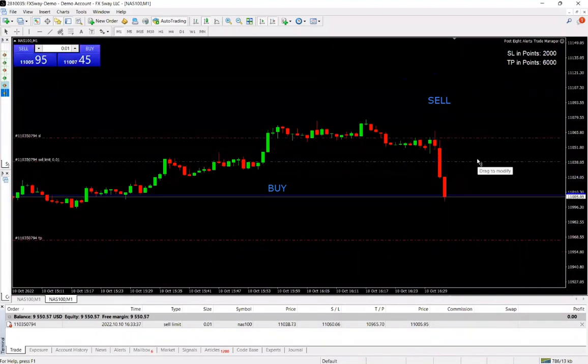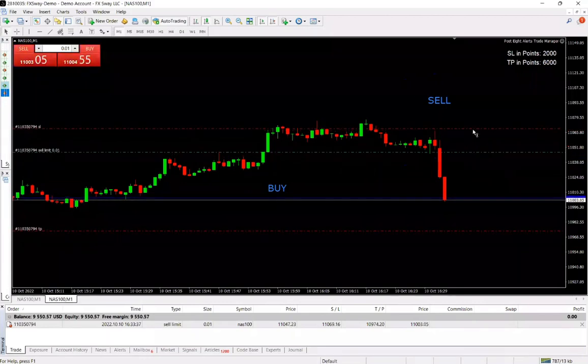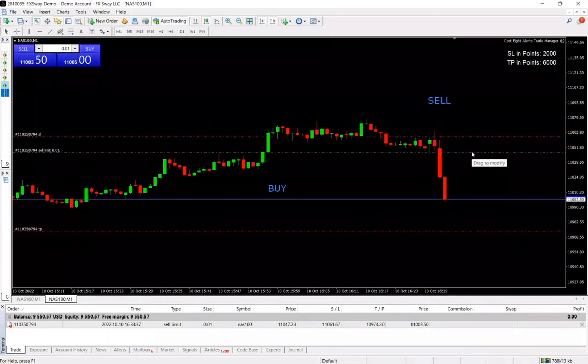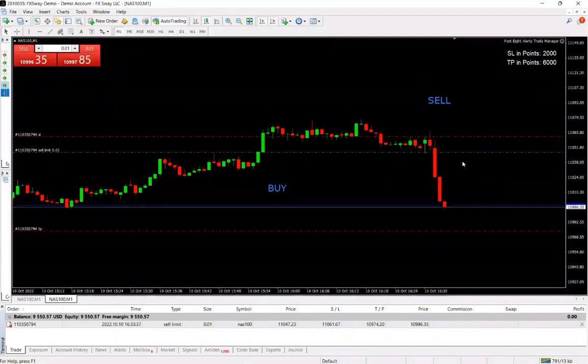I could drag this all the way up and say, you know what? I want my sell limit. The only way I'm getting in this trade is if it's this small right here. If this candle comes all the way back up, then I'll get into my sell limit. If it doesn't, then it's okay, but I'm mitigating my risk.